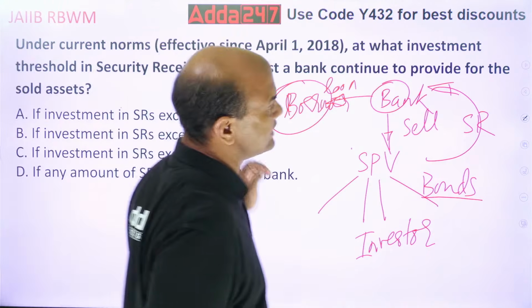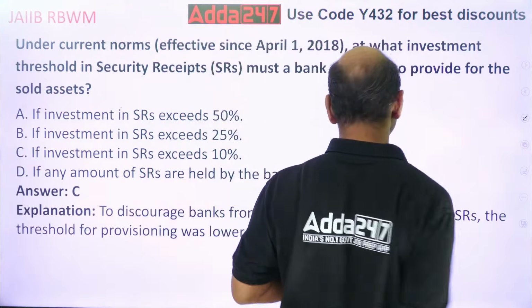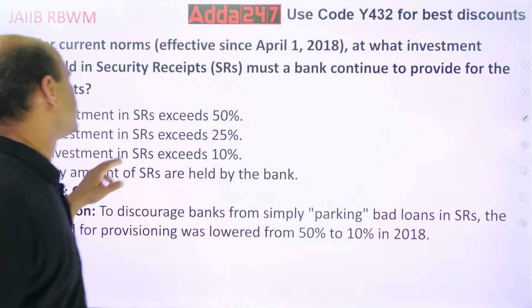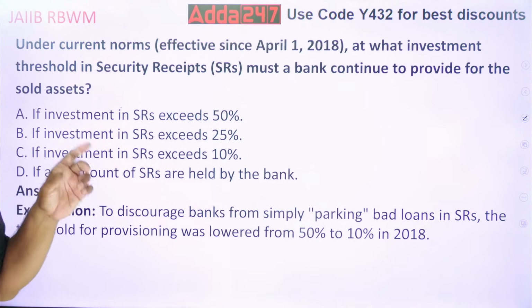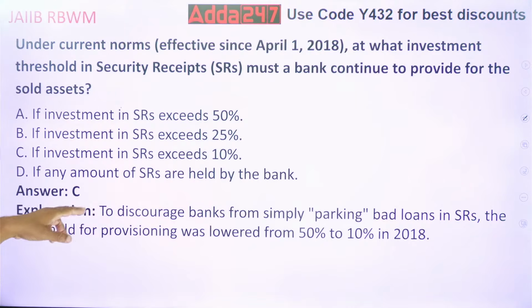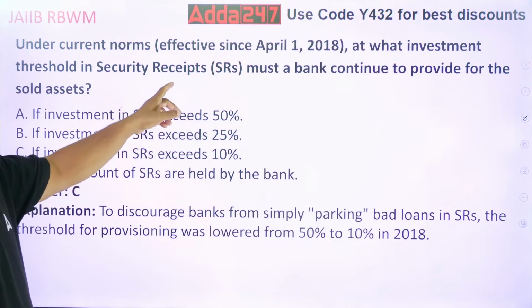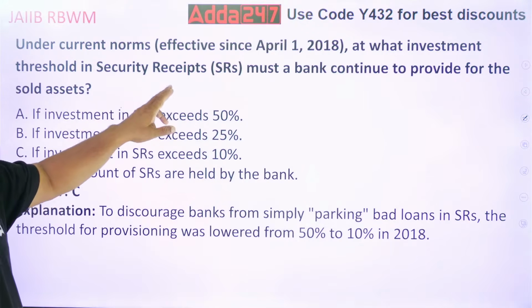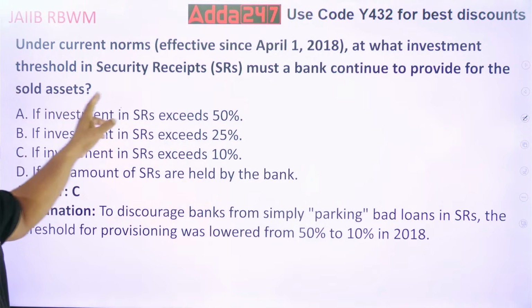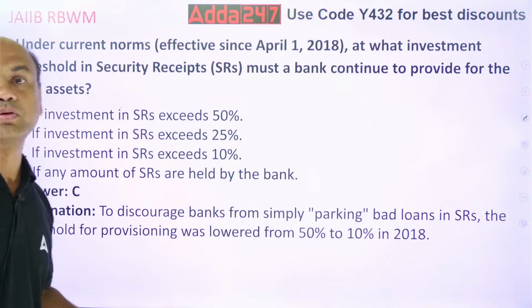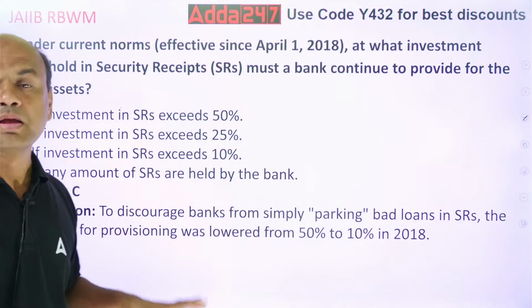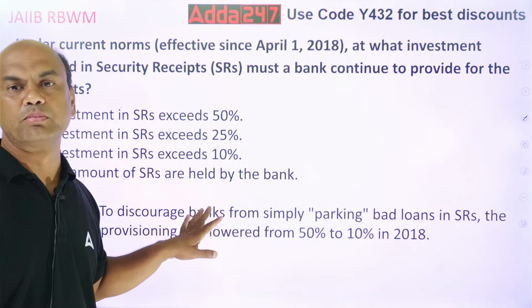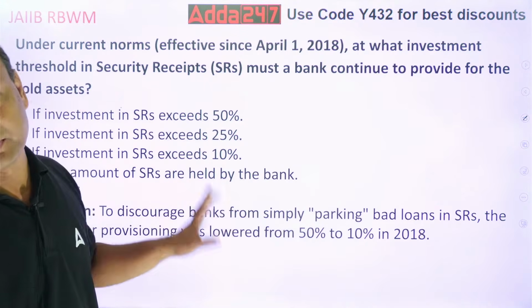Now this is the exam question. The threshold over here is 10%. If the investment in the SR of the bank is more than 10%, this bank will continue to provide for sold asset. Okay? Remember this 10%, if it comes in exam, because it is there in the Macmillan book, that's why there is a chance of coming. Okay?